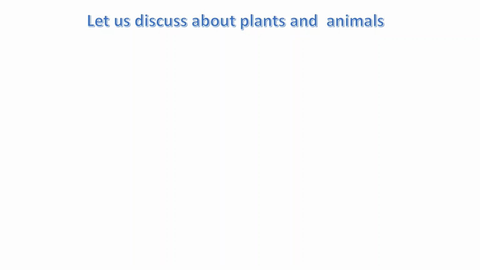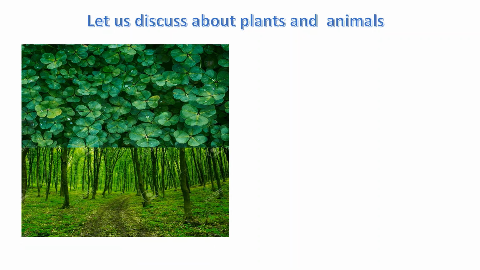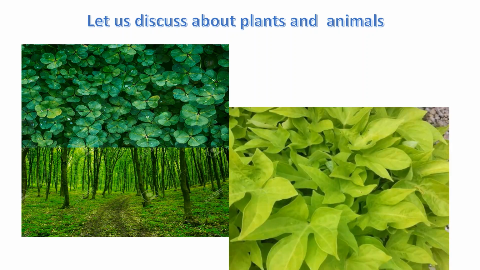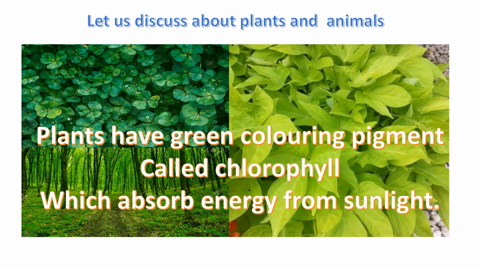Let us discuss plants and animals. Plants have a green colored pigment called chlorophyll that absorbs sunlight and converts water and carbon dioxide into carbohydrates and oxygen. Chlorophyll is embedded in the membranes of chloroplasts. So, in the process of photosynthesis, light energy is converted to chemical energy and forms organic compounds.